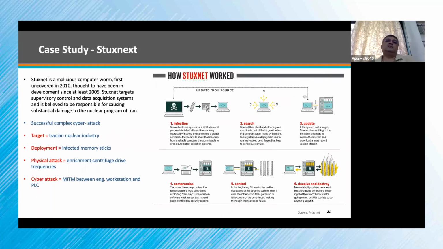So I'll just go through a case study. This is Stuxnet. It's a malicious worm which was uncovered in 2010, though it has been in development since 2005. So what has happened? This is the nuclear plant which got impacted in Iran.